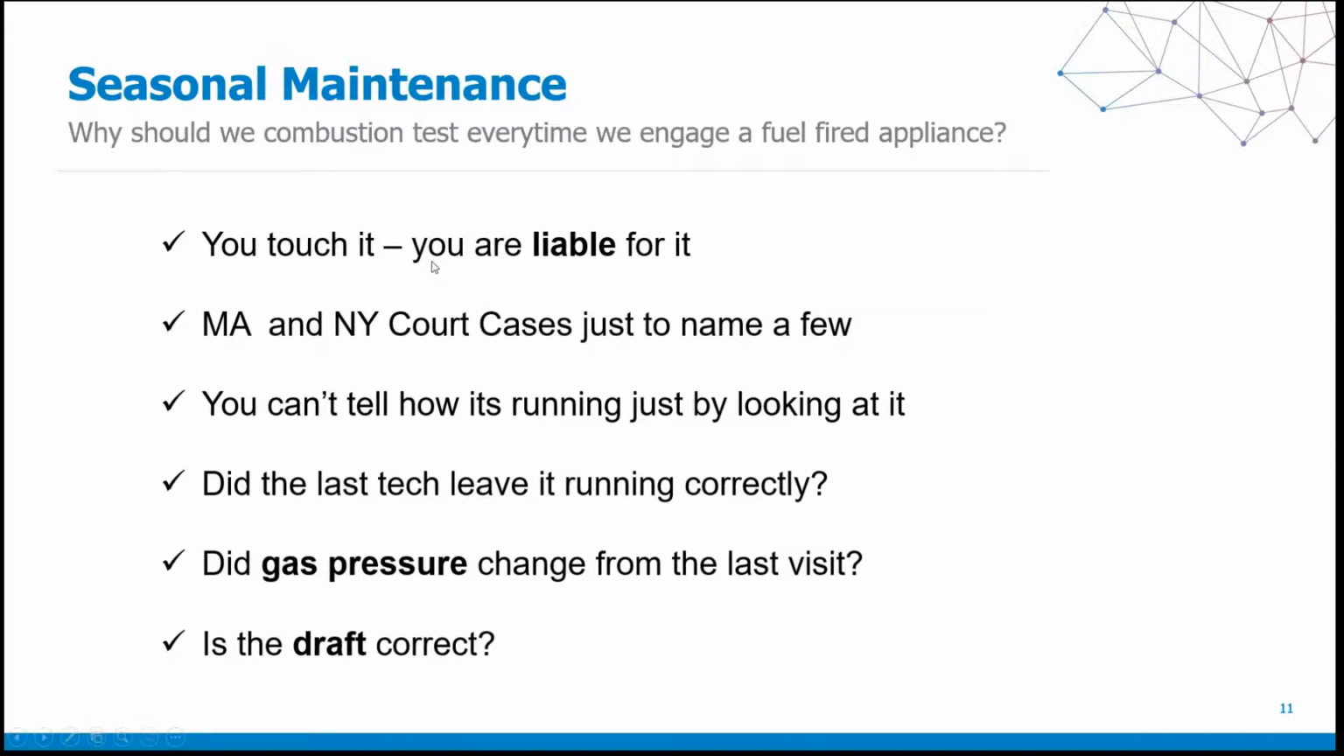Is the draft correct? Is it one of those situations where you go to open a furnace room door and it feels like it's fighting you and it's pulling back in the opposite direction like an airlock? That would be your trigger that something might be going on.